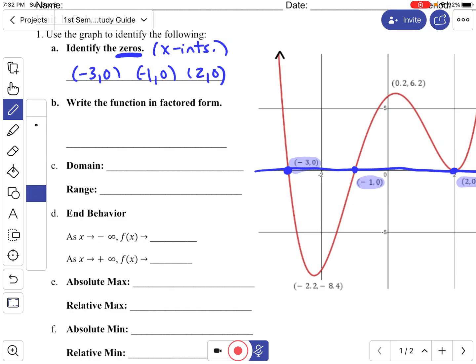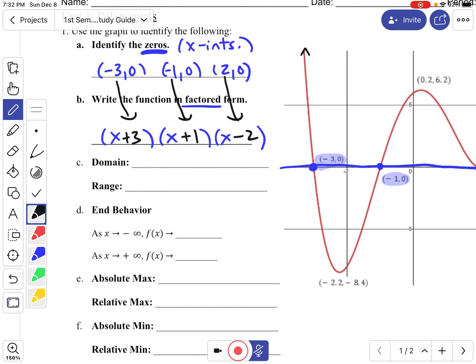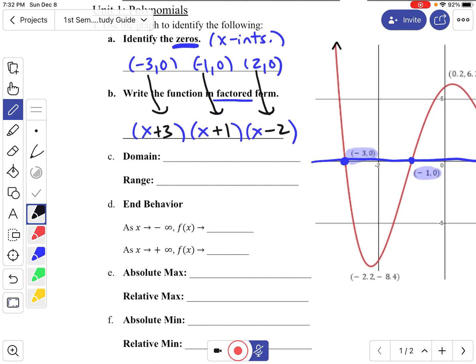Now, the x-intercepts are going to help us determine the factors. So because there's 3 x-intercepts, there's going to be 3 factors. And the main thing to remember here is that the signs of each of these x-intercepts will be the opposite of the factors. So we're going to have x plus 3, x plus 1, and x minus 2 in factored form. We could write y equals or f of x equals, same thing.